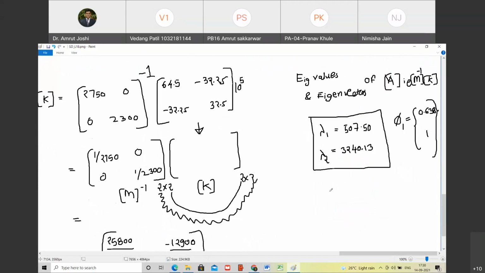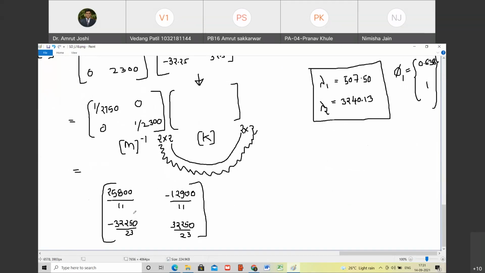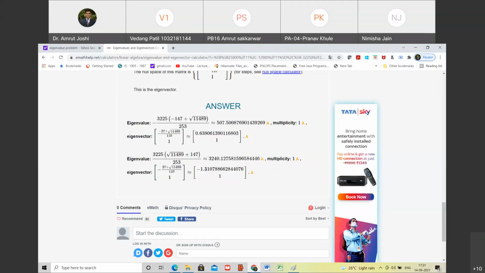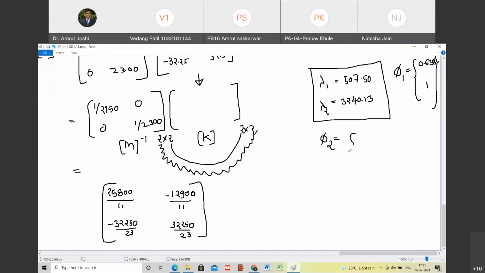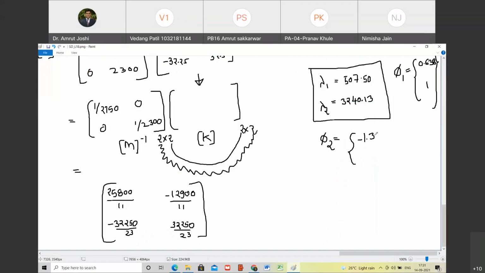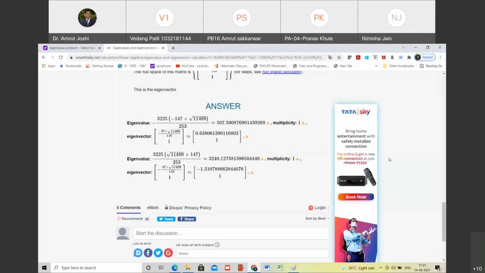Are you with me? You may be wondering what this eigenvalue and this eigenvector are. We are coming to the explanation later. But in principle, you will be able to get eigenvalues and eigenvectors for such a matrix. What is the value of phi 2? Phi 2 is the eigenvector associated with the second eigenvalue, and that is minus 1.311 and 1. Happy? So I will write minus 1.311 and 1.